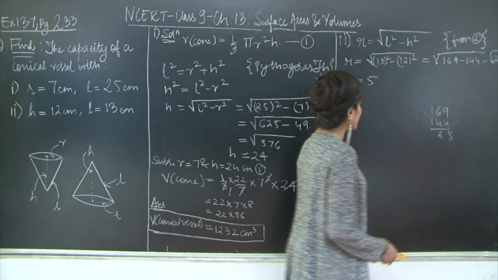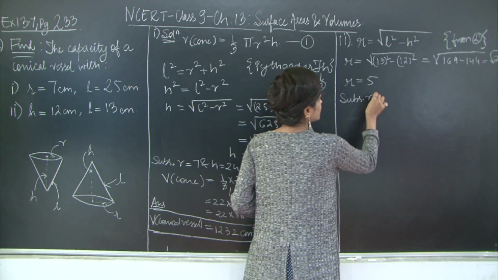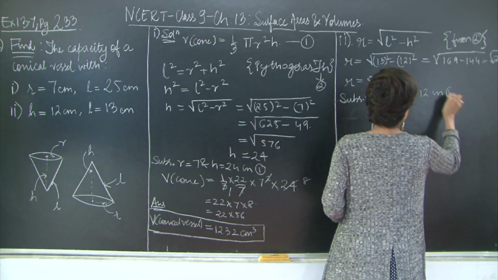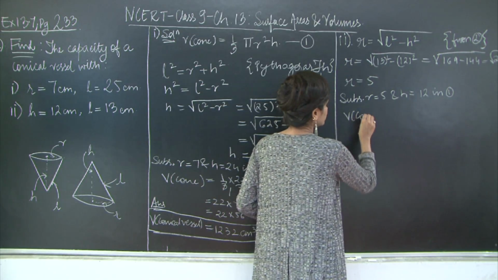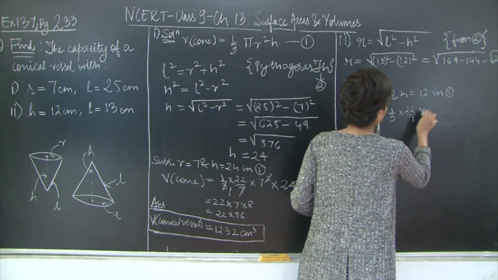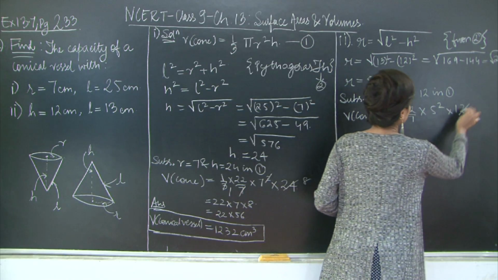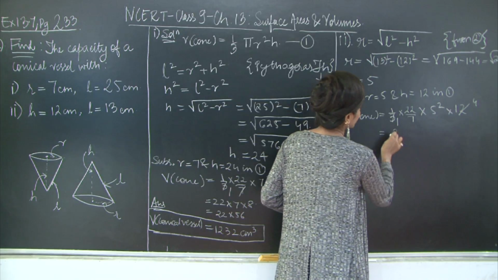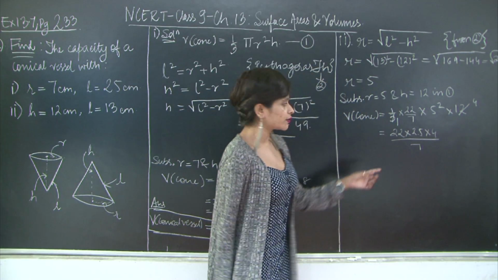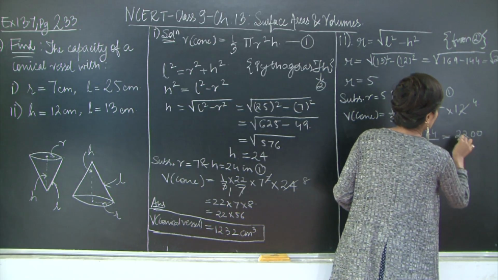Now let's simply substitute the value of R and H in equation number 1. So I'll say substituting R is equal to 5 and H is equal to 12 in equation number 1. What do I get? Volume of cone is equal to 1 upon 3, pi is 22 upon 7, R square will be 5 square into H, which is 12. So 3 1s are 3, 3 4s are 12. This would be 22 into 25 into 4 upon 7. So 25 into 4, we know that it is 100. So this is going to be 22 into 100, which is 2200 upon 7.